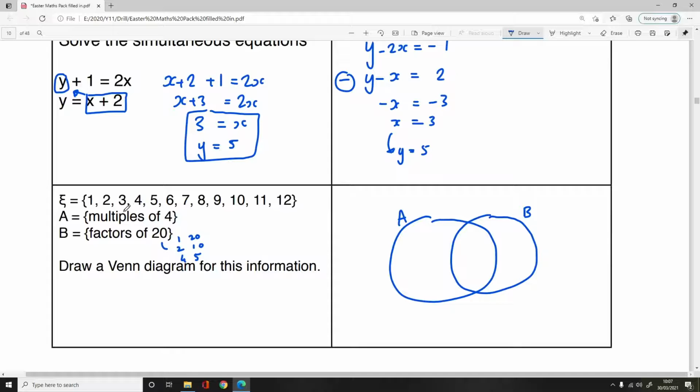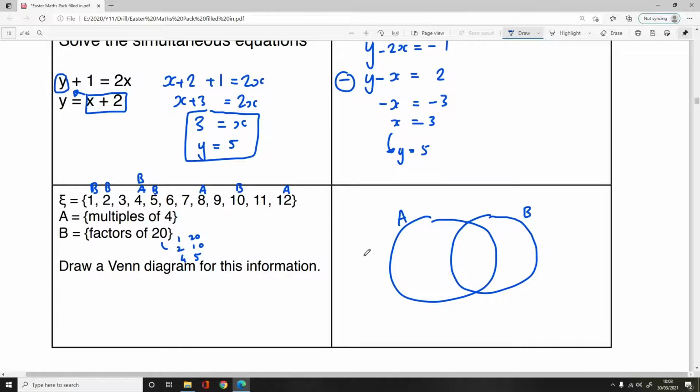I generally find it a good idea in these scenarios to just label things. So multiples of 4 are 4, 8 and 12. That's what's going to go in the A circle. And factors of 20, that's 1, 2, 4 is both, 5, 10, and 20 is not on my list.